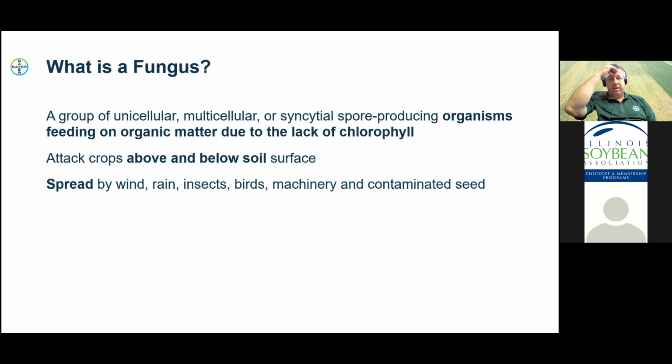So obviously fungi can be below or above the soil surface. They can attack all parts of the plant, the roots, the seeds, the leaves, the stems. They really can attack the plant in many different ways, and they can be commonly spread by a number of factors. So rain is a common way. Some of the spores will spread on the wind. Animals can do it, machinery can do it. We can infect a field with contaminated seed. There's a lot of ways that fungus can get into a crop.